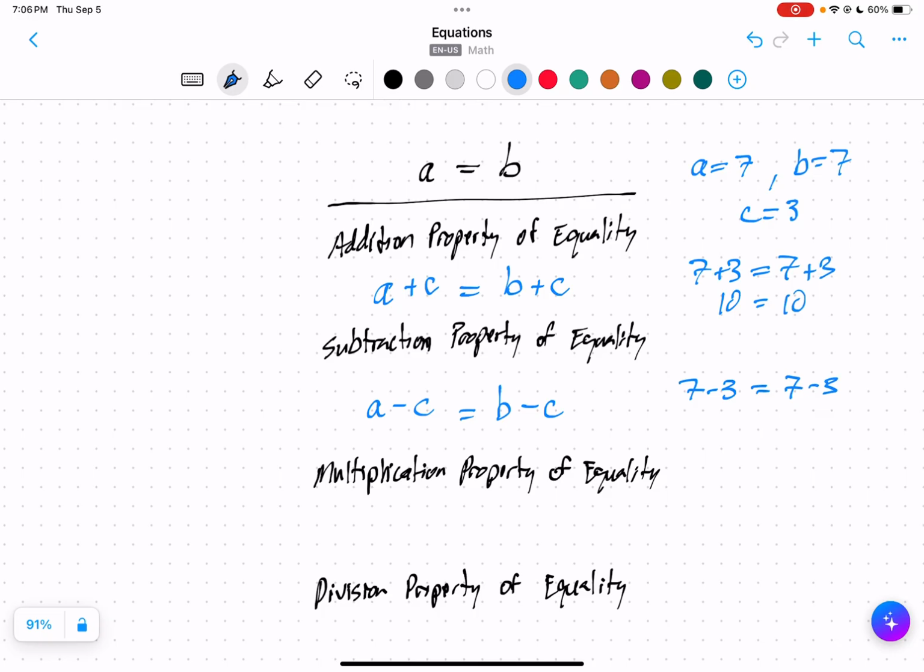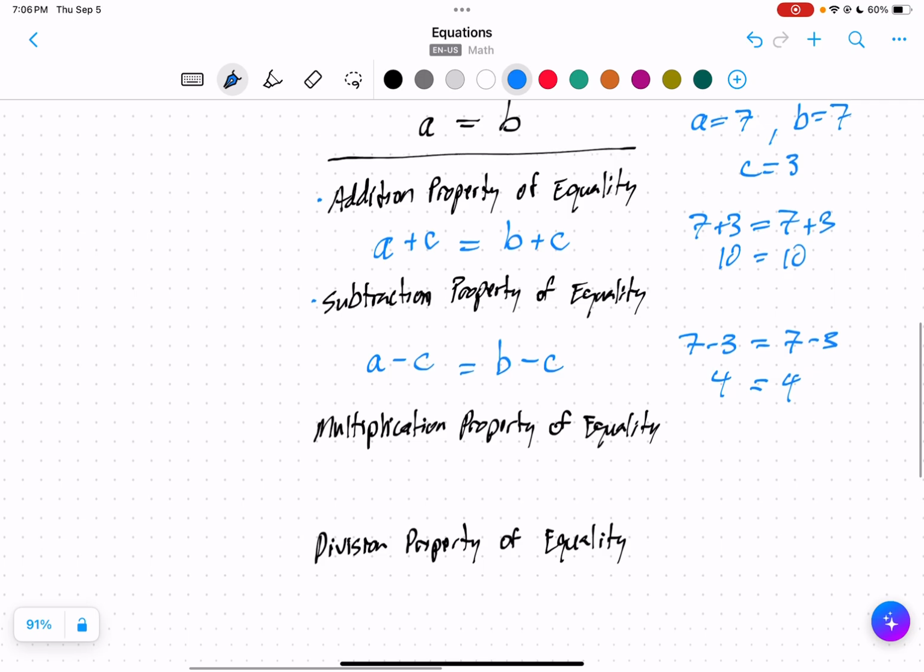And in our class, instead of naming out the exact properties, all we're doing is stating that we know if I do one operation to a side of an equation, and I do it to the other side, it should remain the same. So we can check. 7 minus 3 is 4, and sure enough, that does still equal 4.